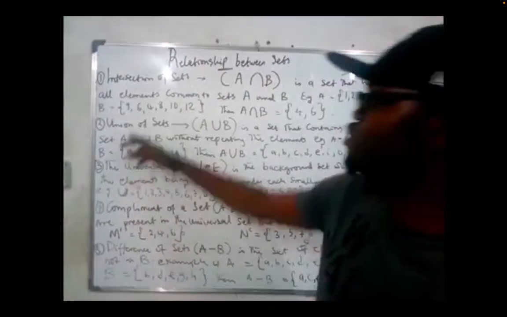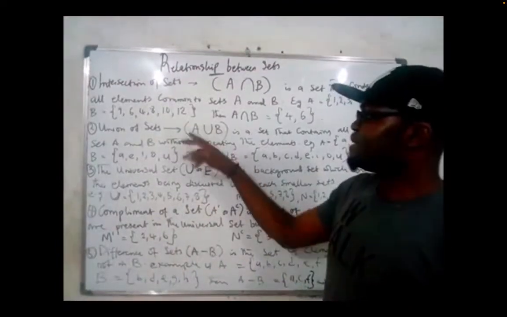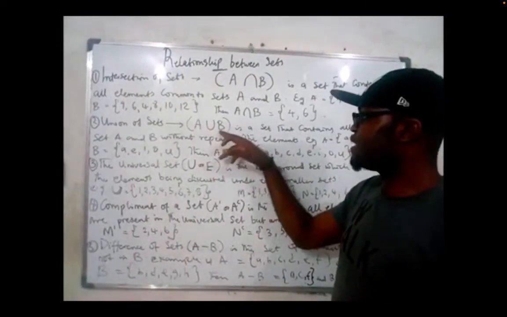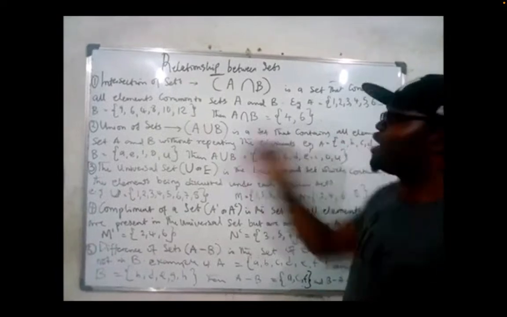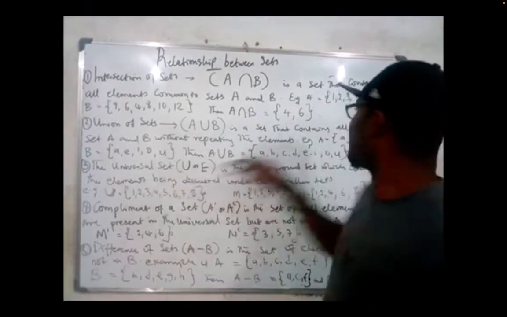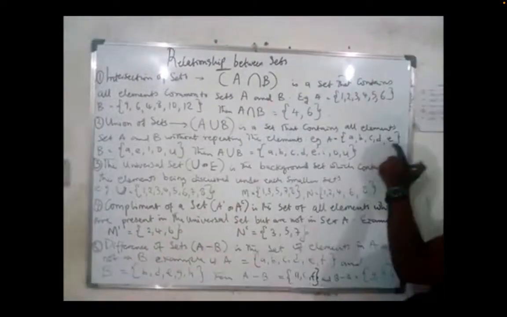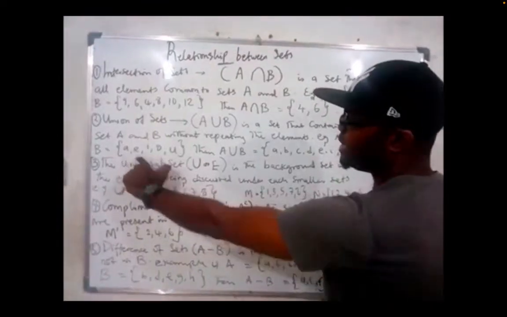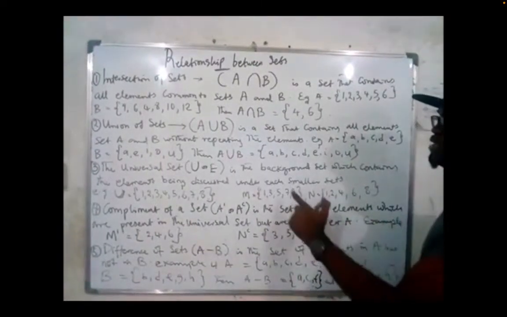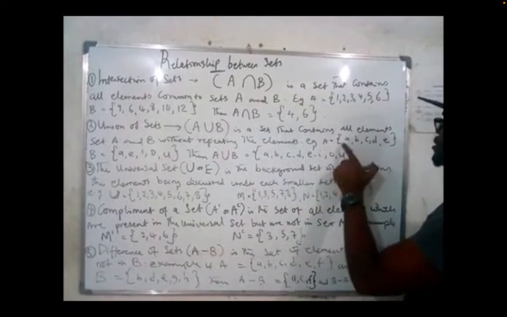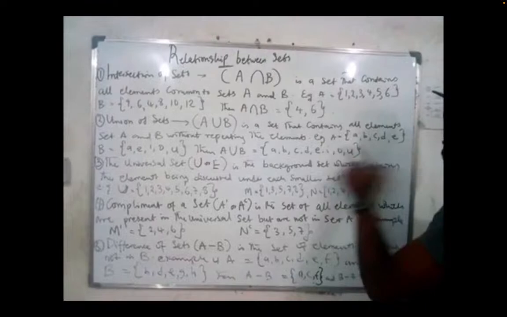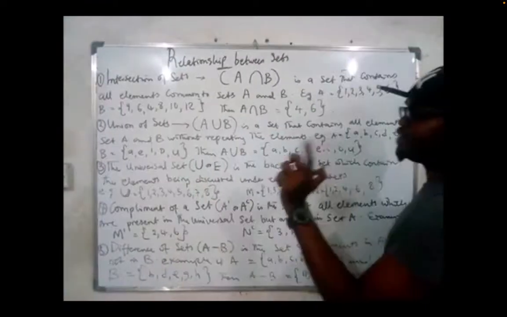Number 2, we look at union of sets, represented as A union B. Set A union set B is simply the set that contains all elements of set A and B, without repeating. So if you have set A as a, b, c, d, e, and you have set B as e, a, e, i, o, u, then for A union B, you write out all the elements of A: a, b, c, d, e. You continue here, a, but you already wrote a, so you leave it, don't repeat it.